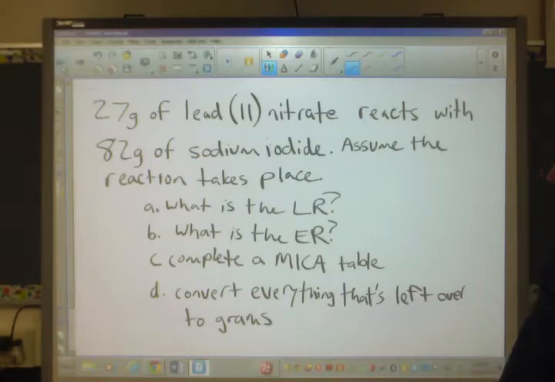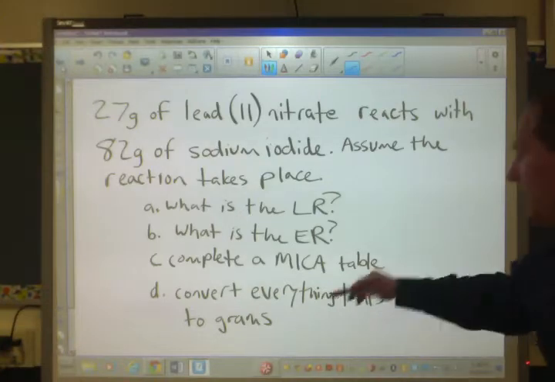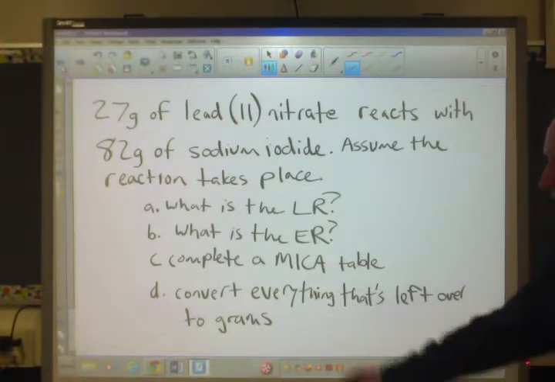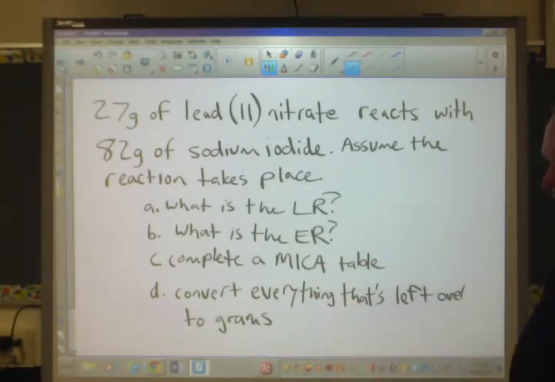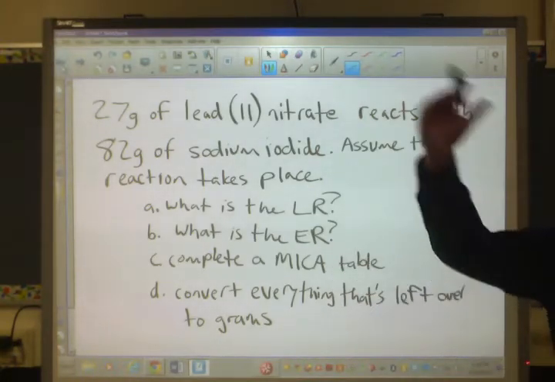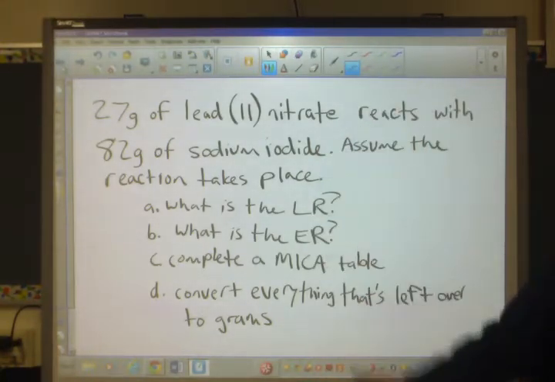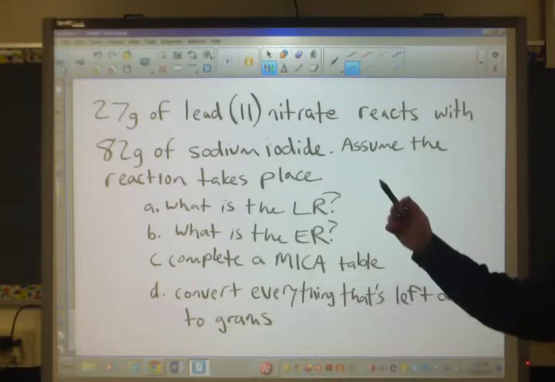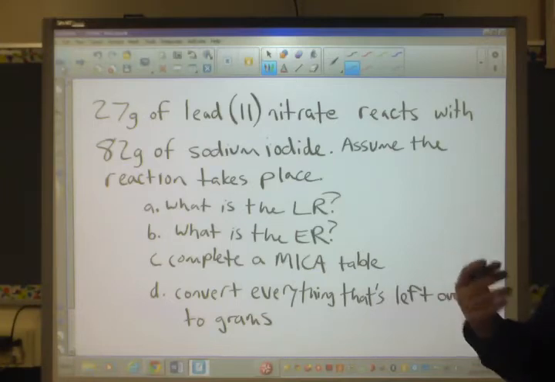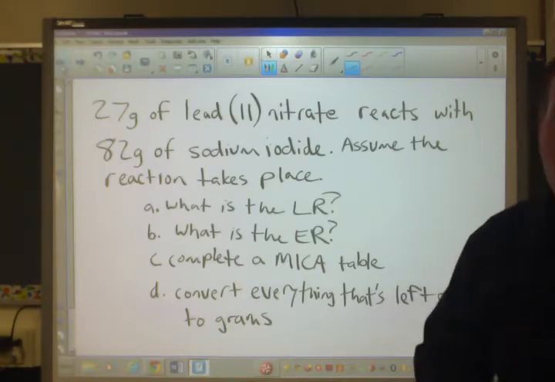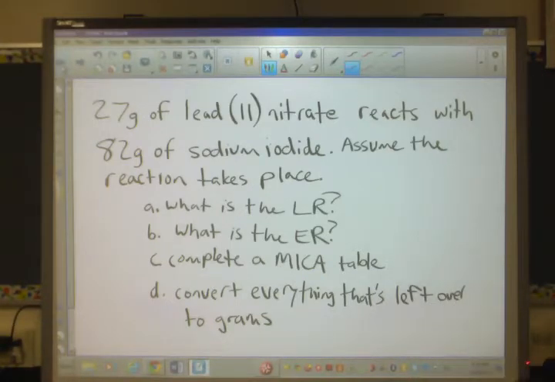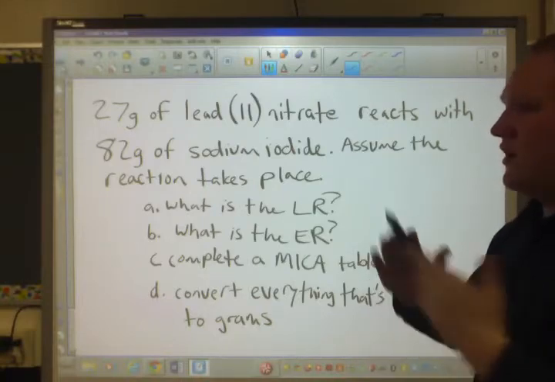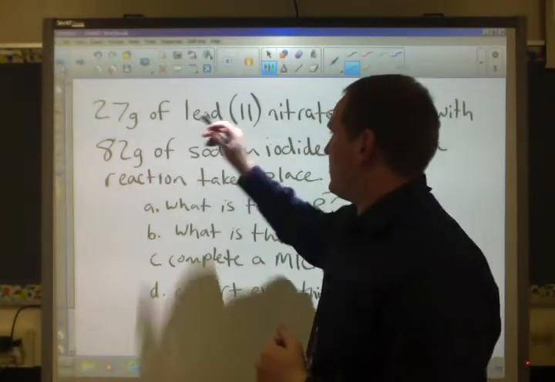Okay, in this video I'm going to talk through another example of a limiting reactant problem involving a Mica table. And notice I'm asking you to convert everything that's left to grams. So this is going to be another one of those all-encompassing 15-minute problems that you're going to be working on. So please copy this down, pause the video, write this down, and give it a shot. Try to solve it, and when you're done, we'll move on together. So assuming that you unpause, let's start.